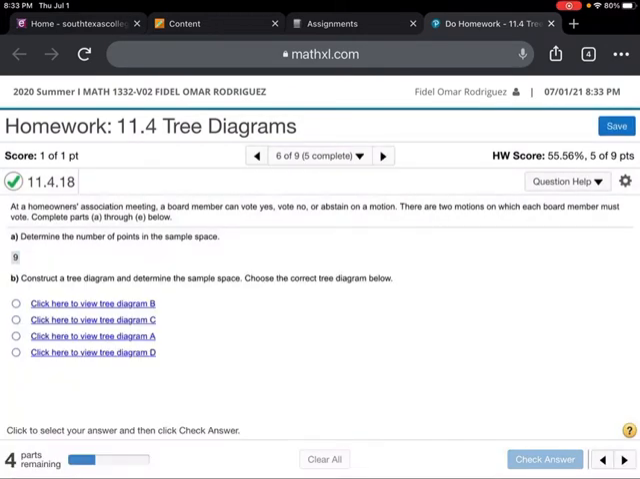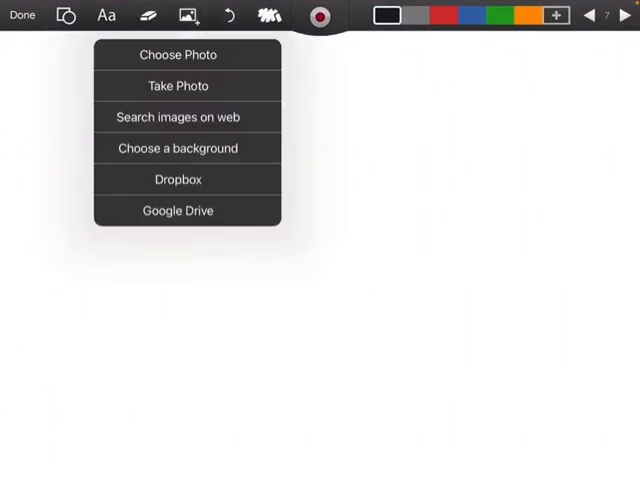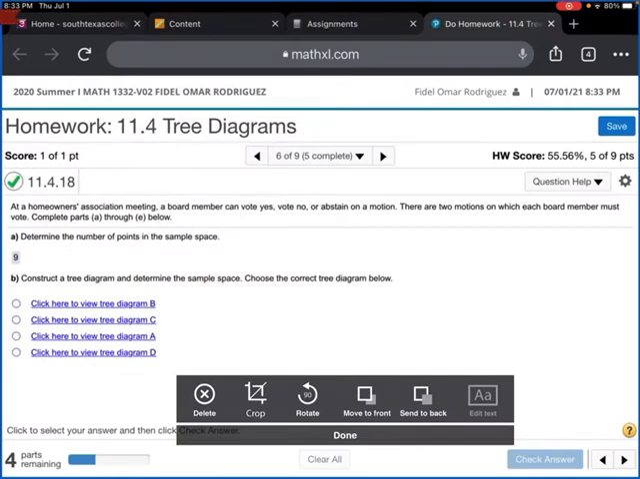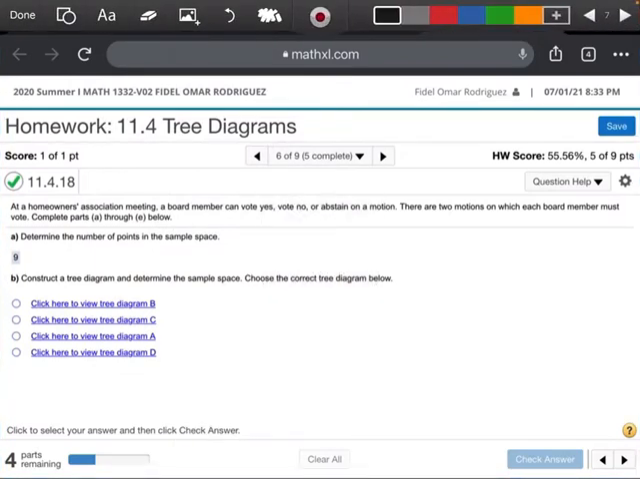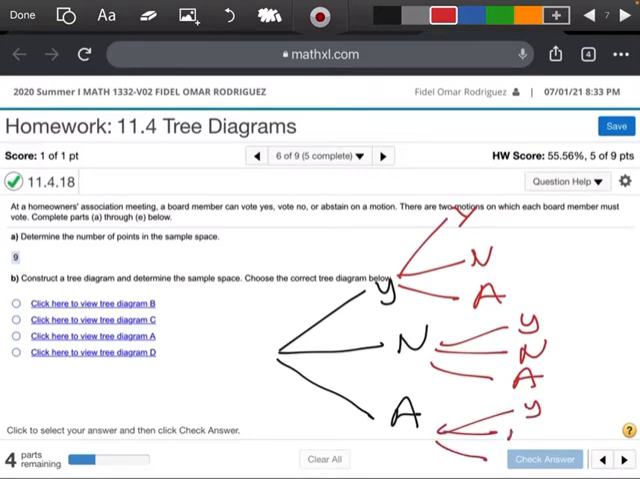Okay, so now the second part says, let's draw a tree diagram. So let's see if we can part out. What I'm going to do here is pull up my picture. Remember, we have 2 motions, right? So when we do the first motion, we have 3 options for that. We can vote yes, we can vote no, or we can abstain. And on each of those, we can still vote yes, no, abstain, yes, no, abstain, and yes, no, abstain. So this is what my tree diagram should look like, okay?